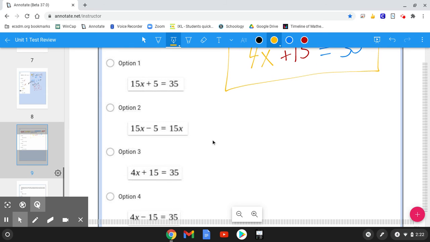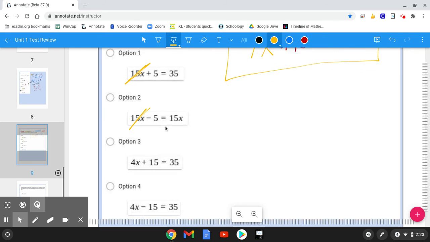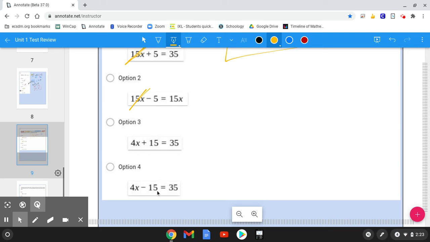So let's go through our options. Option 1, nope, it's not $15 per ride and $5 to get in. Same thing with option 2. Option 3 and 4 look really similar, but notice we need to add the $15 that it costs to get in. We're not taking it away like they did down here. So it is option 3.